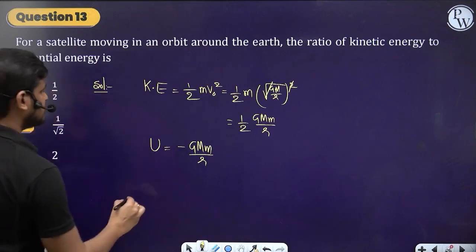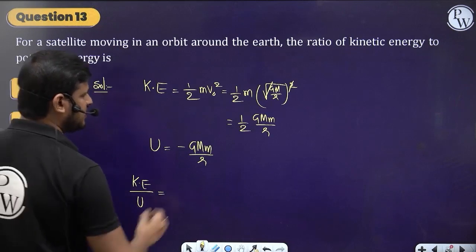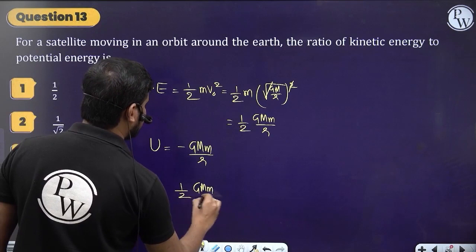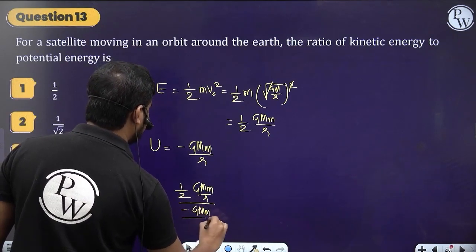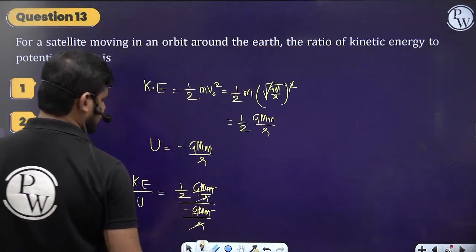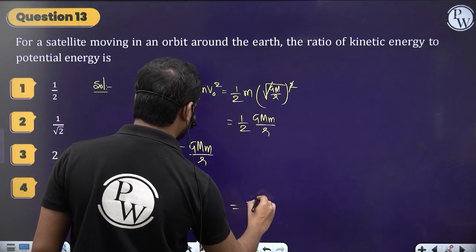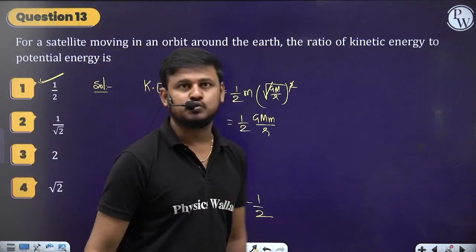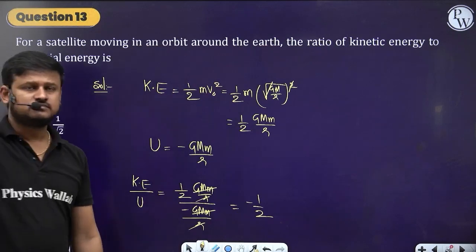So then they are asking the ratio of kinetic energy to the potential energy, Ke by U. What is Ke? Half GMm by r, by, what is the potential energy? Minus GMm by r. So GMm cancels, r gets cancelled, and we are left with 1 by 2 by minus 1, which is nothing but minus 1 by 2. You can just simply take the magnitude, so the ratio is going to be 1 by 2. Clear? Done? Yes.